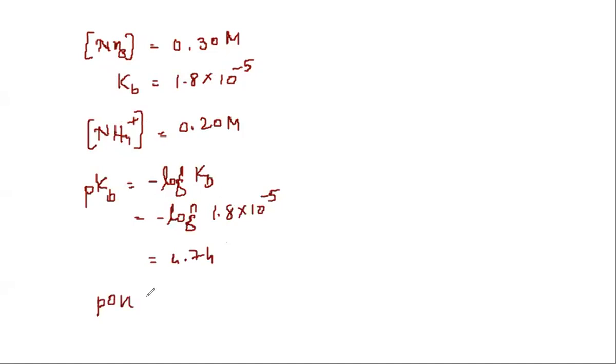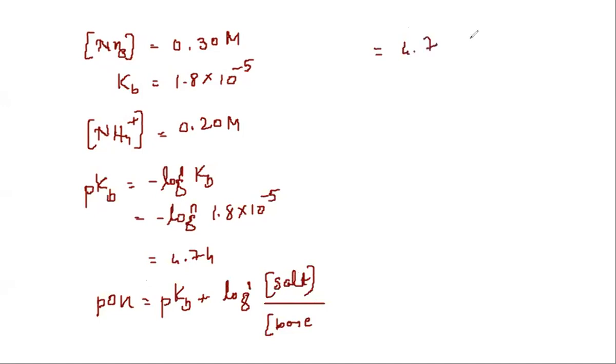pOH, how do we find? We know that pOH is equal to pKb plus log of the concentration of salt to the concentration of base. So it is 4.74, the pKb value, plus log concentration of salt. How much have they given? They have given 0.2, divided by the concentration of base, which is 0.3. So 0.2 by 0.3, solve it out.